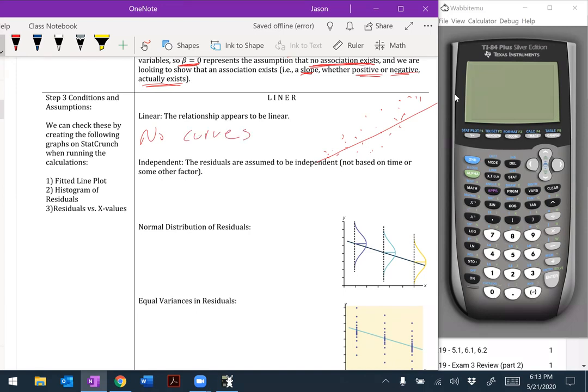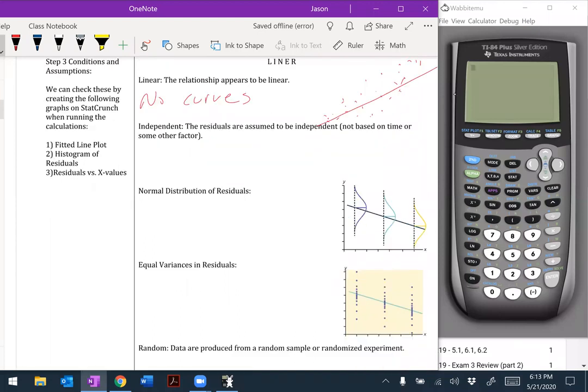Okay, independent. The residuals are assumed to be independent, not based on time or some other factor. So we want no relationship between the observations. We don't want them to be dependent. We don't want list 1 and list 2 to be dependent on each other, or paired data. So no paired data, no before-and-after data, like this person did before and then this person did after. No, we want two completely different data sets.